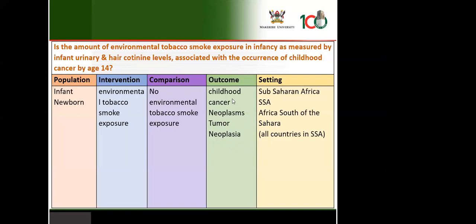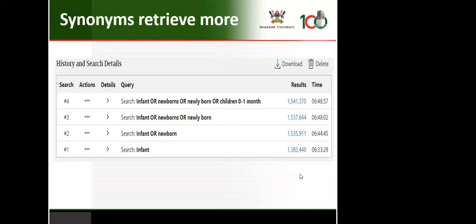Childhood neoplasia, etc. And of course, the setting is sub-Saharan Africa, all Africa south of the Sahara, or all the countries in sub-Saharan Africa. So I want to show you how synonyms can improve your search. Synonyms can improve your search, actually can increase it.